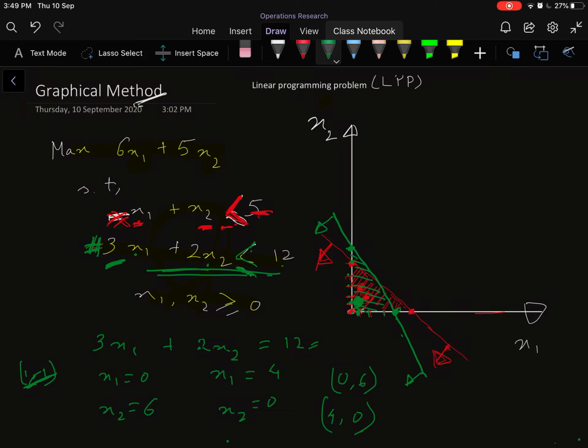Now see, why have we considered only this first quadrant and not this entire xy coordinate system? That's because this particular condition is there, that is x1, x2 greater than or equal to 0. That is, be it any value of x1 or x2, they always have to be either greater than 0 or equal to 0.